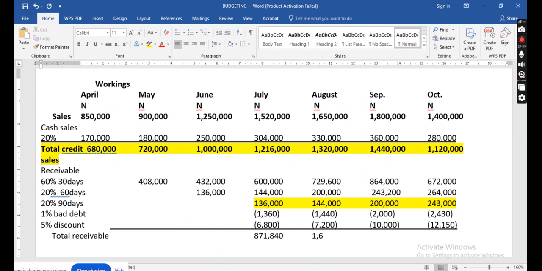1,064,960. No, 1,064,960. Next. 1,295,200. Next.